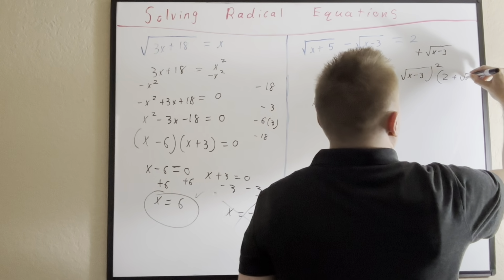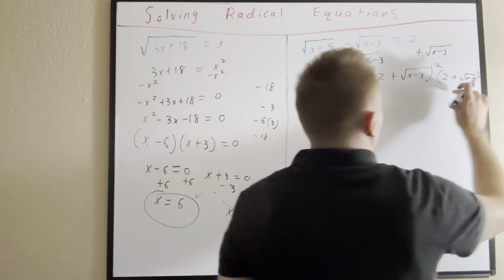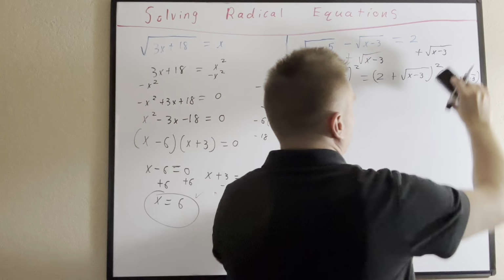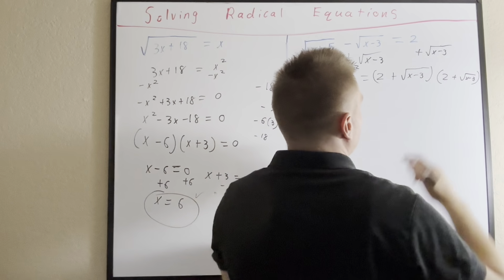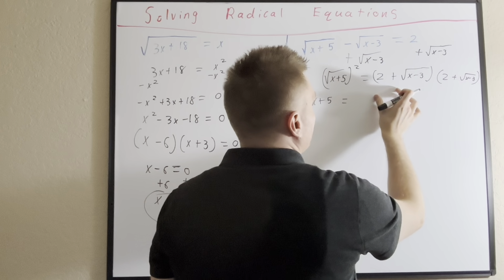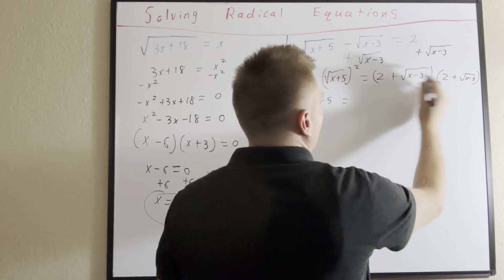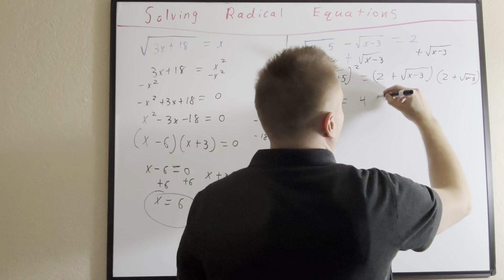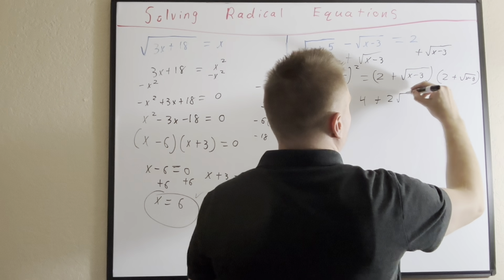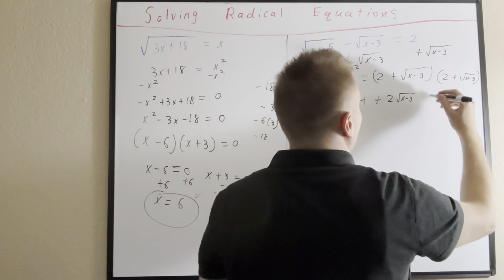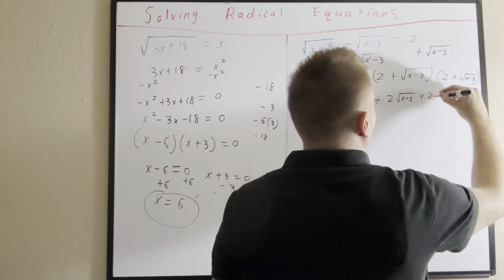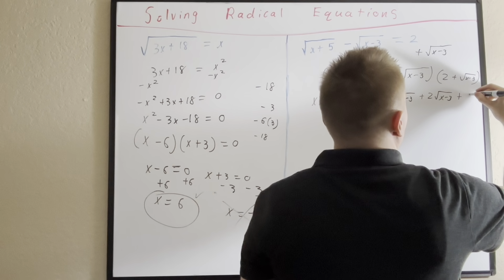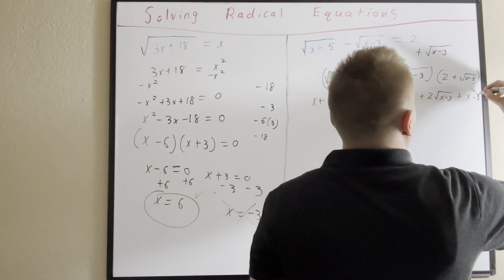2 plus square root of x minus 3. Got to remember to do that. You got to FOIL it out when you do that. That's what that squared means. So 2 times 2 is 4 plus 2 times square root of x minus 3 plus 2 times square root of x minus 3 plus x minus 3. Okay.